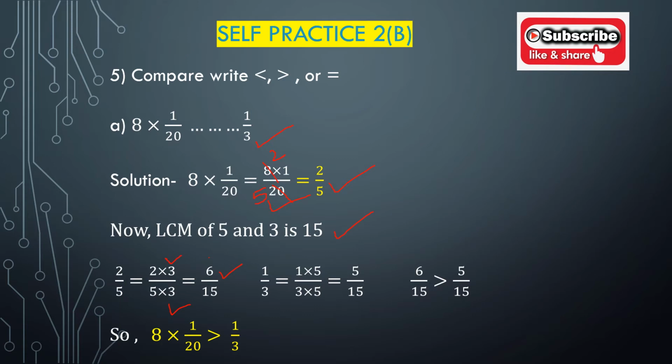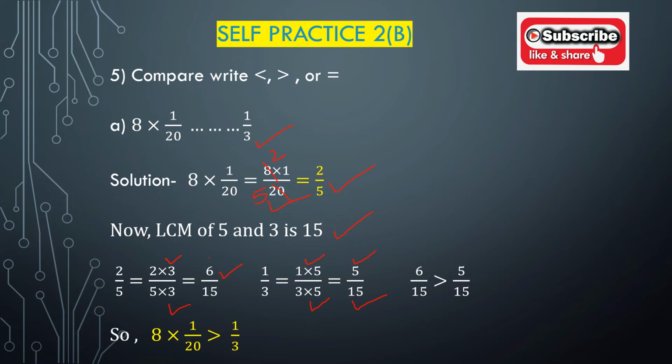Now we have to convert 1 divided by 3 into an equivalent fraction. We know denominator 3 multiplied with 5 is 15. So we have to multiply the number 5 with both numerator and denominator of 1 divided by 3. Multiply the numerator 1 with 5, we get 5, and multiply the denominator 3 with 5, we get 15. Now we get 1 divided by 3 is 5 divided by 15.